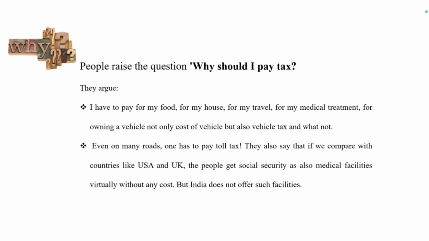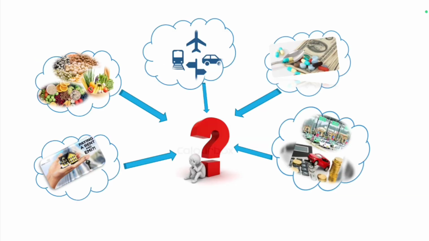They also say that if we compare with countries like the United States of America and the United Kingdom, the people get social security as also medical facility virtually without any cost. But India does not offer such facilities.